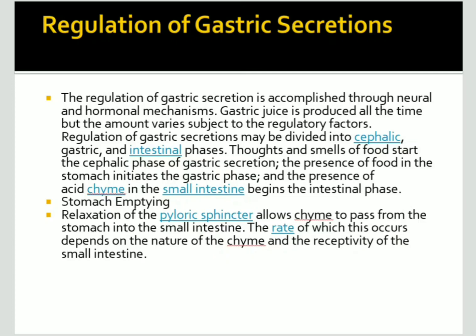Stomach emptying: a relaxation of the pyloric sphincter allows chyme to pass from the stomach into the small intestine. The rate at which this occurs depends on the nature of the chyme and the receptivity of the small intestine.